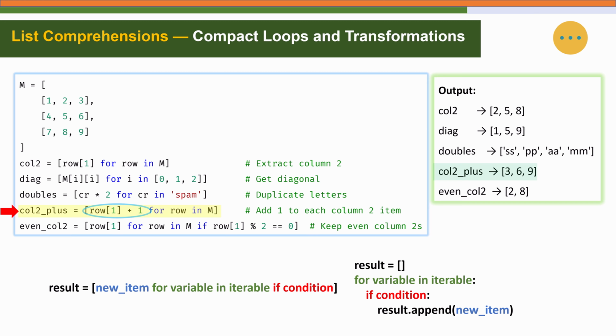And finally, we can include conditions. This means for each row in M, take the second element only if it is even. That filters out the odd values and leaves us with a list containing 2 elements, 2 and 8. So in summary, list comprehensions give you looping, filtering and transformation all in one clear expression. They are not just concise, they are often faster than traditional for loops.